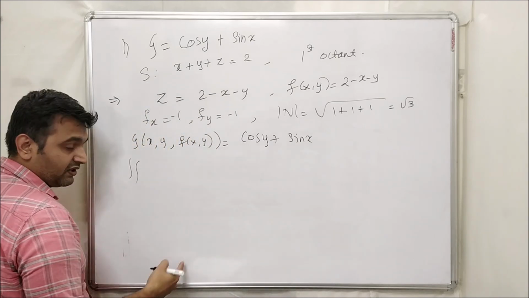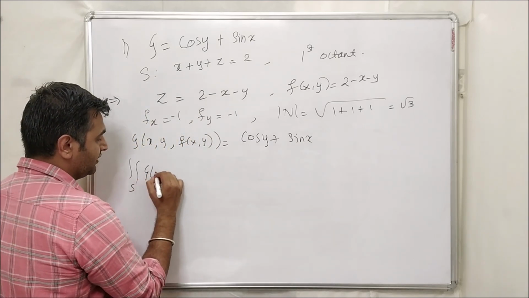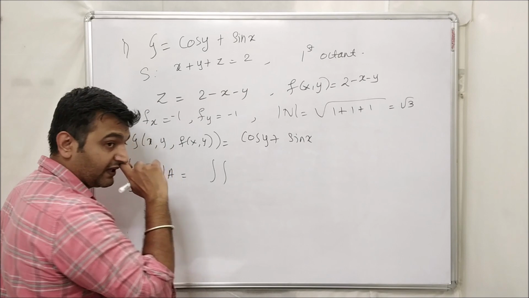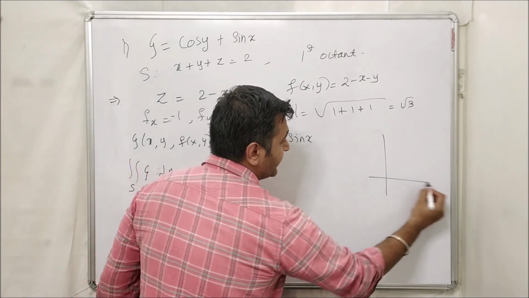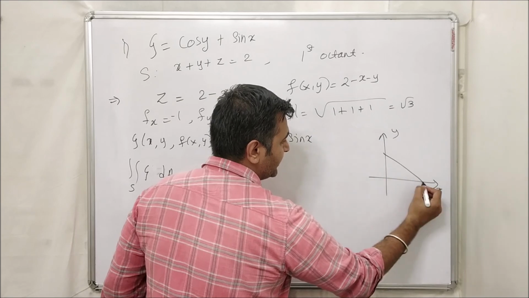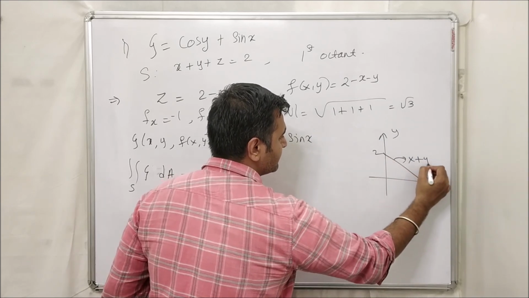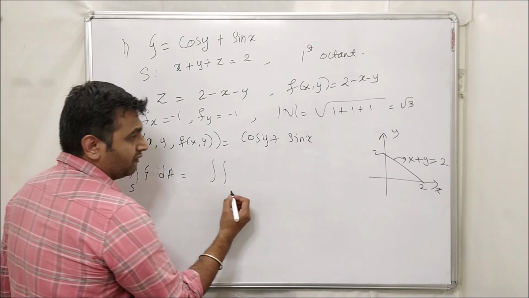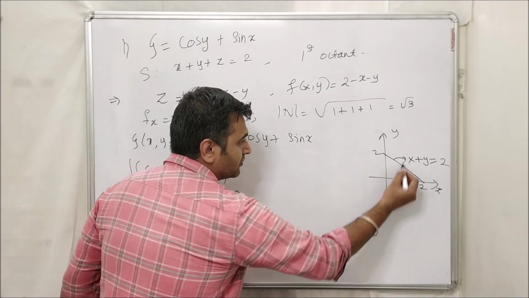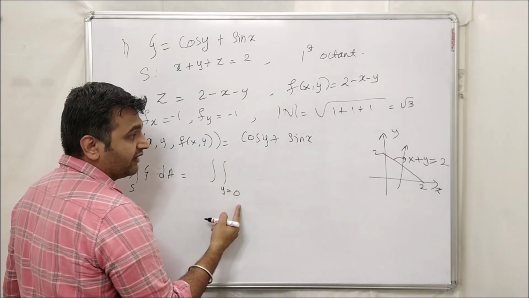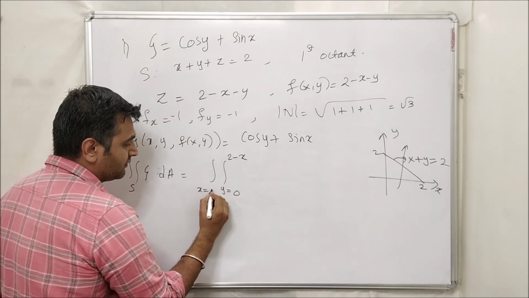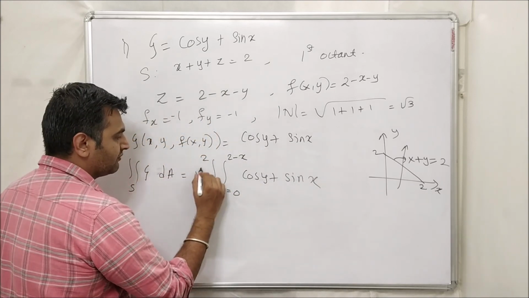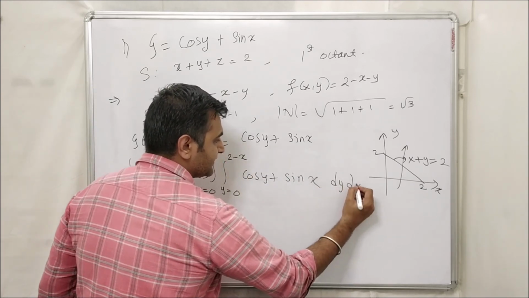So therefore, by the formula which we just wrote over here, the surface integral of g dS is nothing but double integration over R star of g into mod n dA. So what is the projection? You have a plane, so what is the projection of this plane in the xy plane? It is x plus y equal to 2. You put z equal to 0, you get this line. So what are the limits of y? It is the same multiple integration that you have studied. y will go from 0 to 2 minus x, and x will go from 0 to 2. I have cos y plus sin x, root 3 will come outside, and I have dy dx.